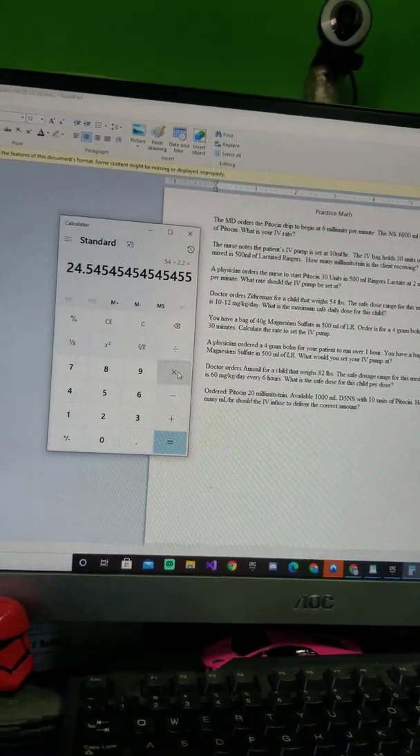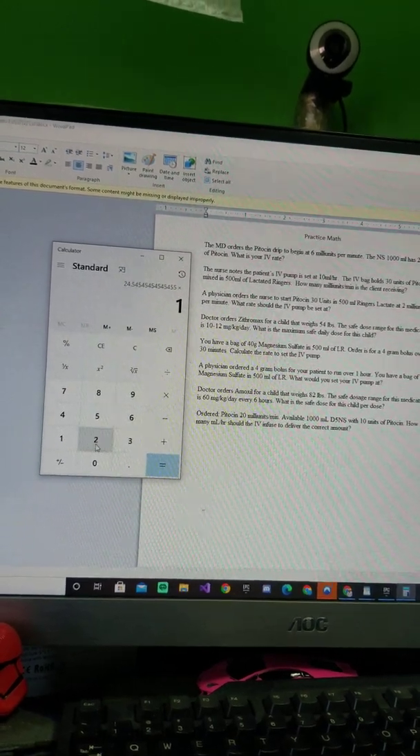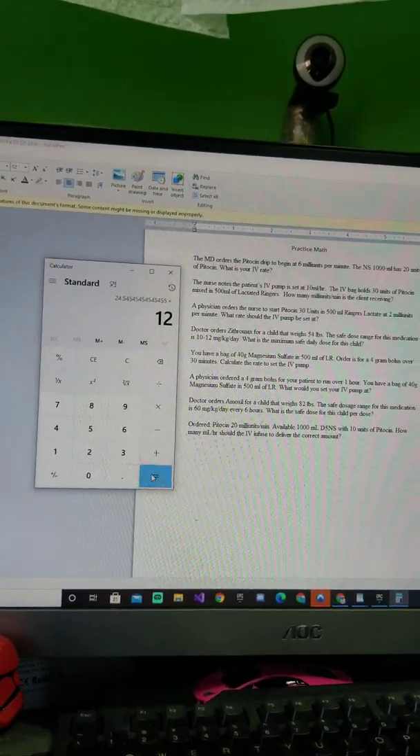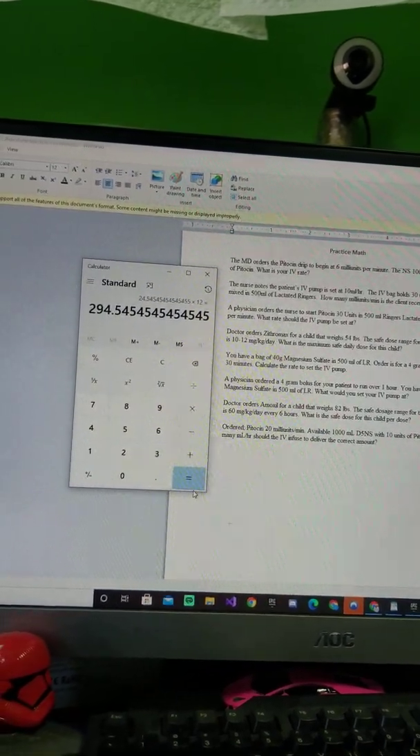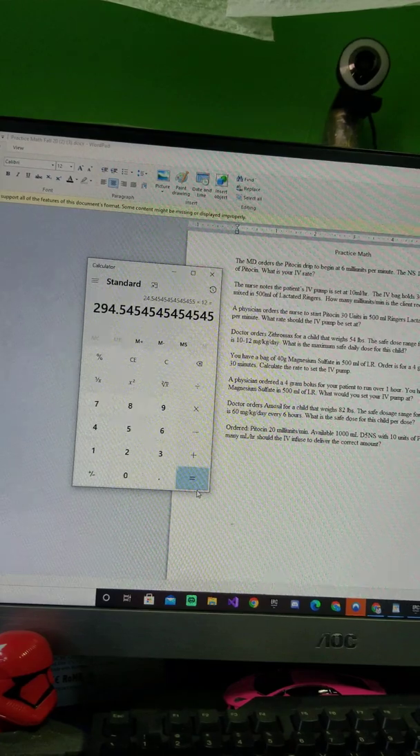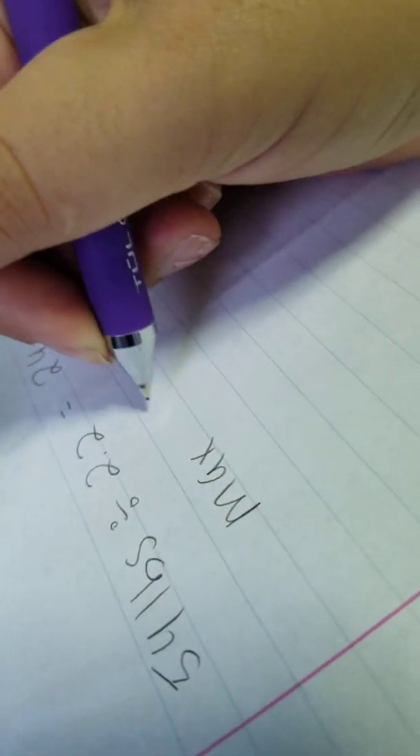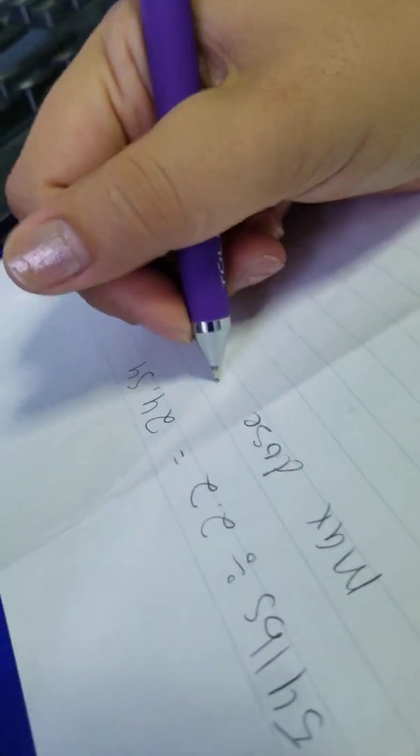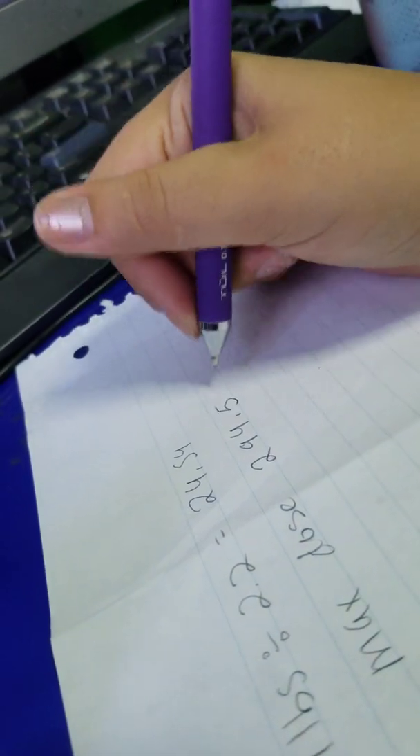And we're going to do the times automatically right here, which is the maximum dose you can give. That was 12 milligrams per kilogram, so we're going to times that. So now we got 294.54, repeating. That is going to be your answer. You're going to take the max dose, and it's going to be 294.5, because 4 doesn't round up, and you leave it at the tenths, is what she was telling me.